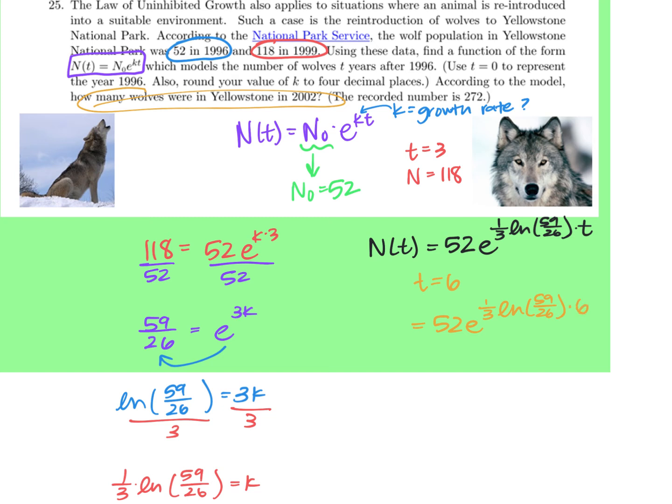And using a calculator, we would solve for n. From our calculator, we get an approximation of 267.77 wolves. Okay, it says the recorded number is 272, so our function was fairly accurate, only off by a few wolves.